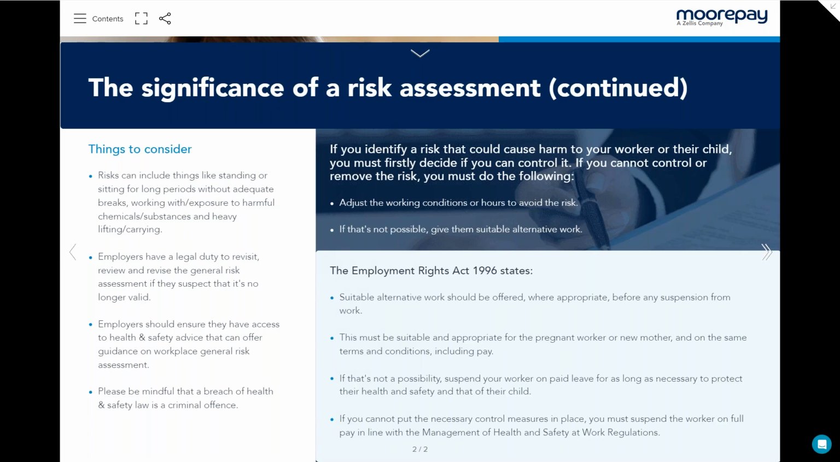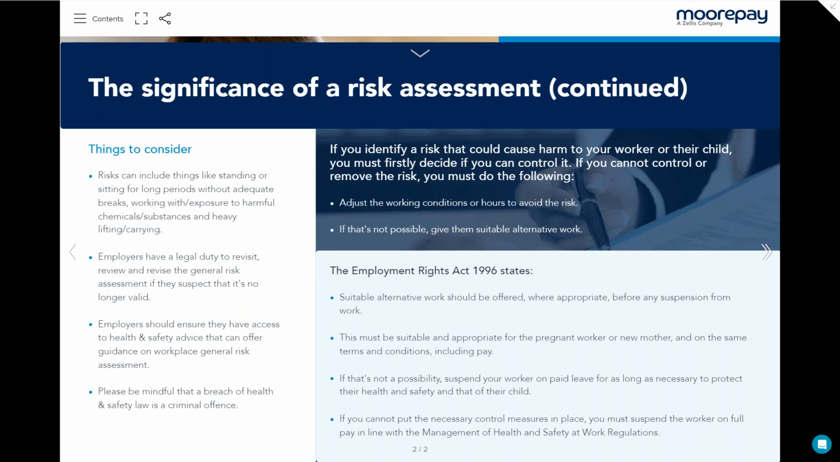Okay, so this is just going on about the significance of the risk assessment. It's worth noting that not all risks are things that you would always consider. So standing on your feet too long could be a risk. Not having a break during the day, maybe only having your 20 minutes unpaid meal break in an 8-hour shift, that would be a risk to a pregnant worker. Like I said, we need to revisit and review the risk assessments to make sure that they are valid throughout the entire pregnancy and when the employee returns from maternity leave.